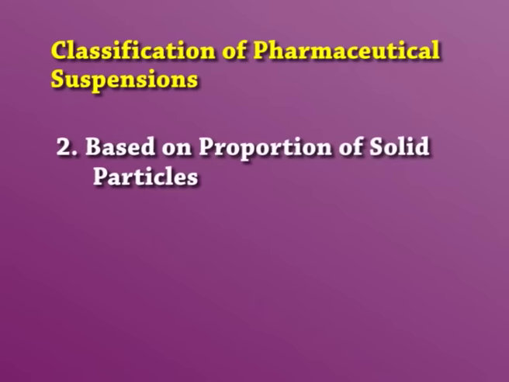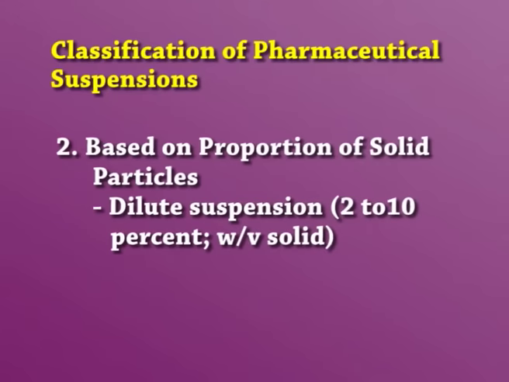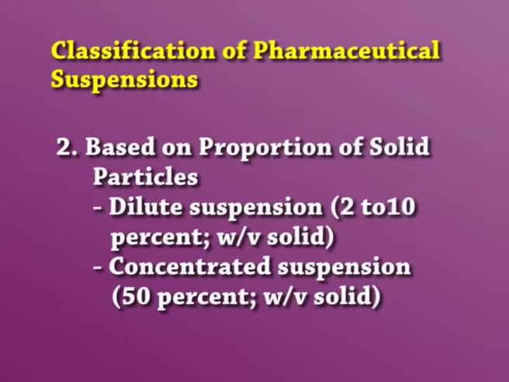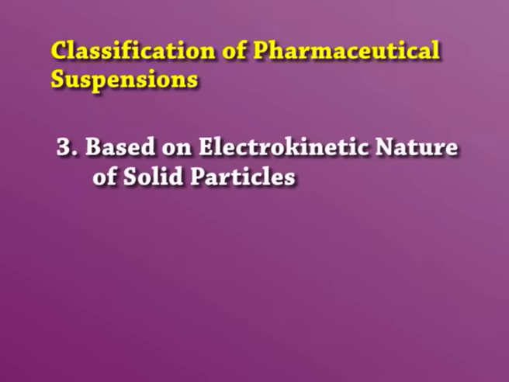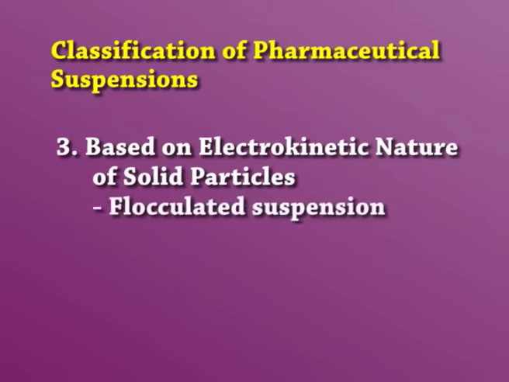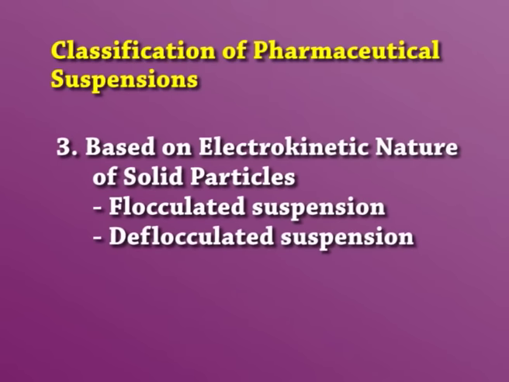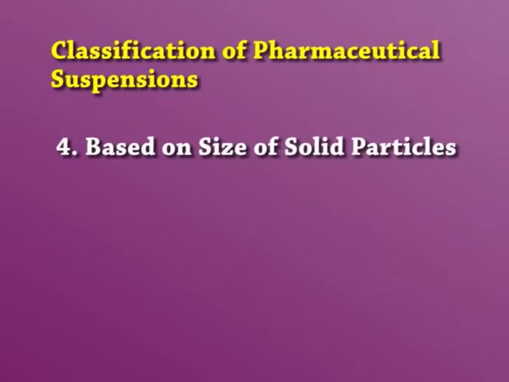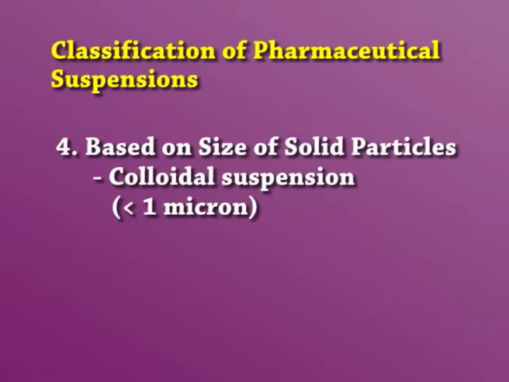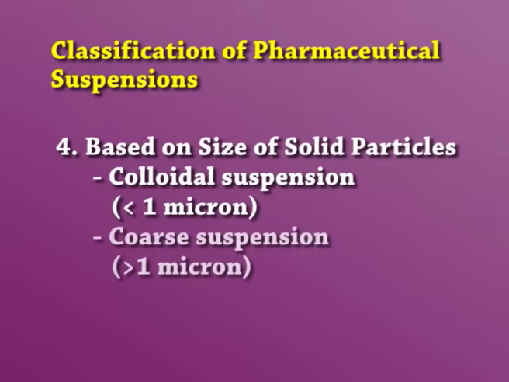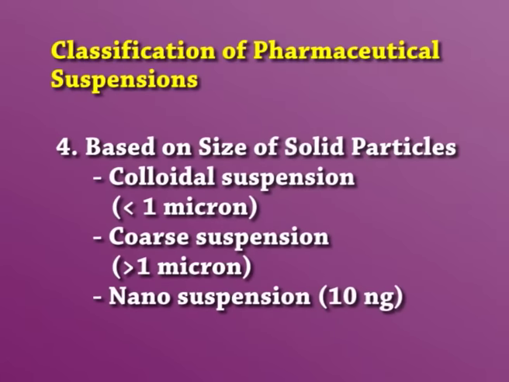The second class is based on the proportion of solid particles. What might be the percentage of solid particles it contains? It contains dilute suspensions, which are 2 to 10% weight by volume of solid, or concentrated suspensions, which contain 50% weight by volume of solids. Based on the electrokinetic nature of the solid particles, it is divided into flocculated suspension or deflocculated suspension. Based on the size of the solid particles, it might be colloidal, that is less than 1 micron, coarse suspension, that is greater than 1 micron, and nano suspensions, that is around 10 nanometers.